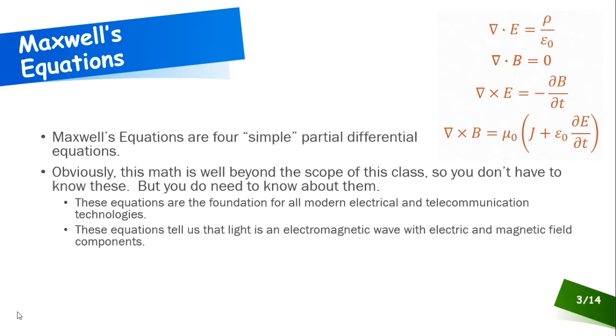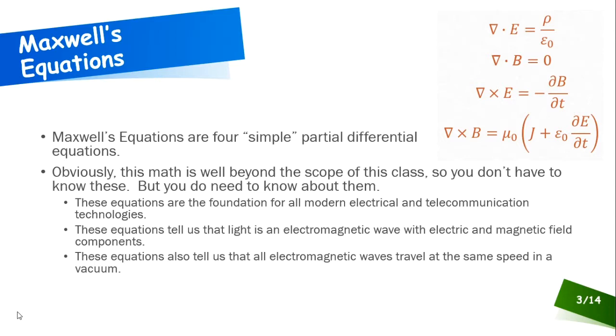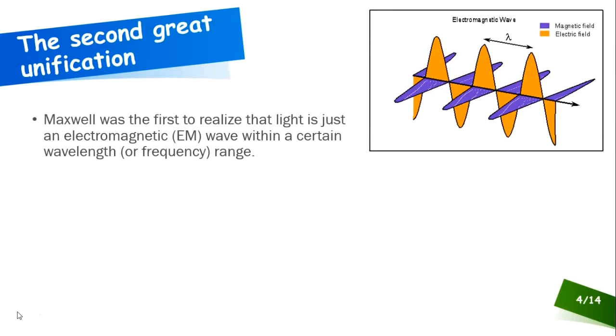These equations also tell us that light is an electromagnetic wave with electric and magnetic field components. We'll get into that in a moment. These equations also tell us that all electromagnetic waves travel at the same speed in a vacuum. And if they travel at the same speed in a vacuum, well, if we know how fast the waves are traveling, there's a lot that we can do with that knowledge.